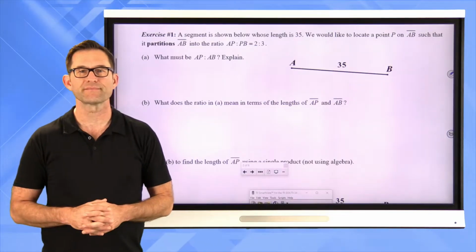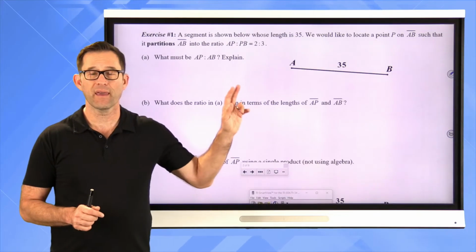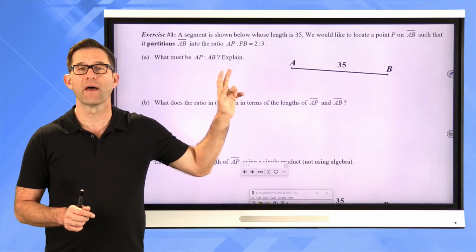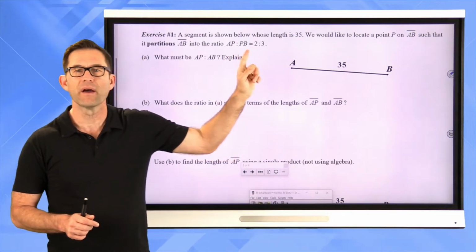Exercise number 1. A segment is shown below whose length is 35. We would like to locate point P on segment AB such that it partitions segment AB into the ratio AP is to PB as 2 is to 3. Letter A. What must be the ratio of AP to AB? Explain. All right. Now I can't overestimate how important this first problem is, right? So let's begin by understanding this.